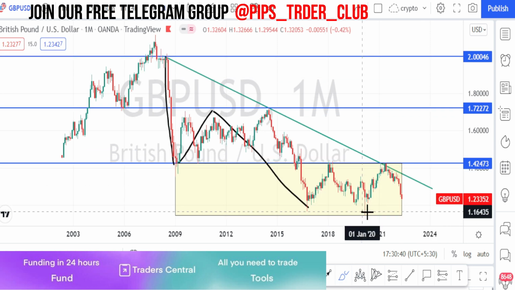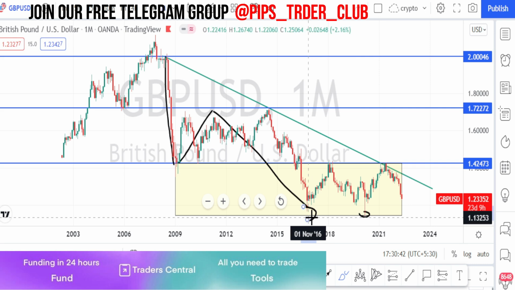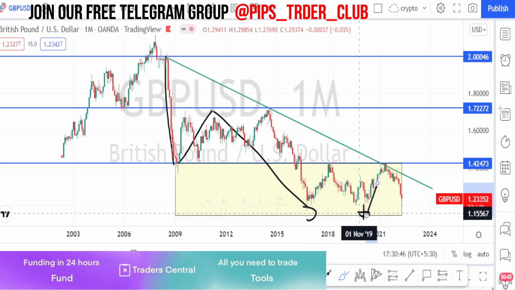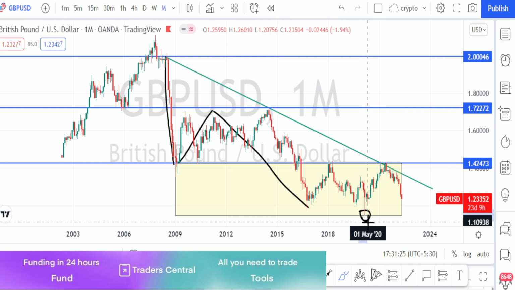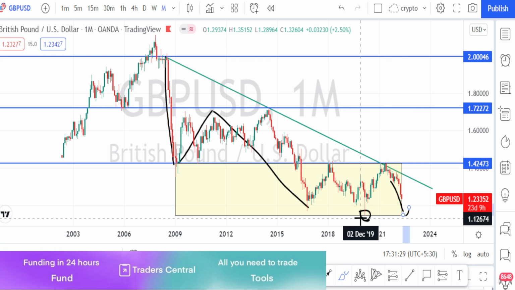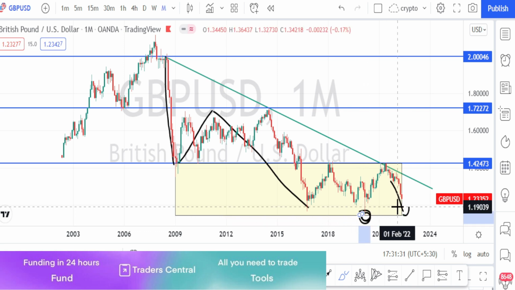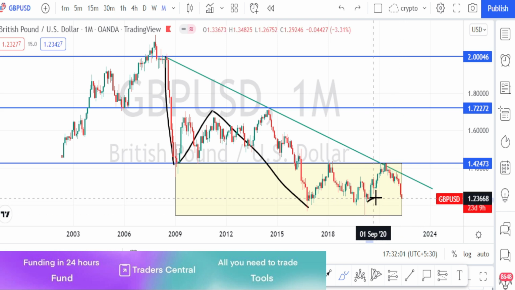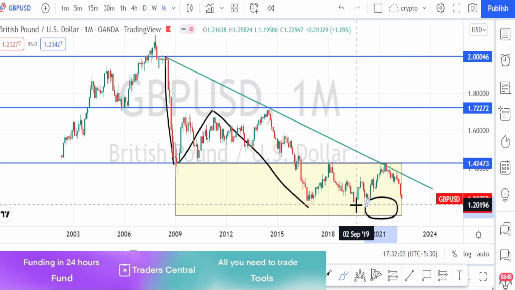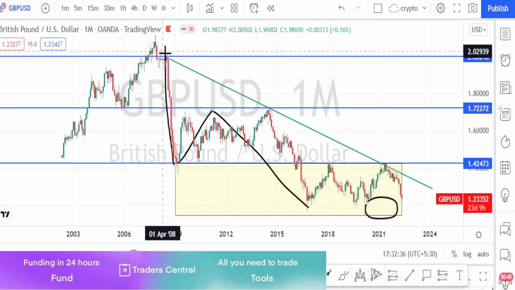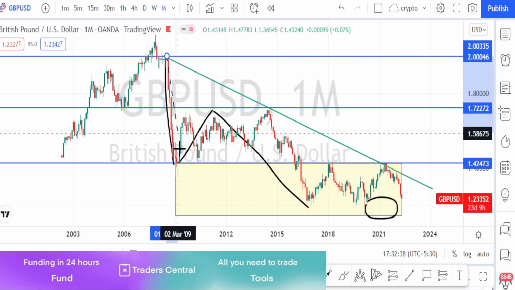But currently this support level is holding because we have seen prices bouncing back from this support level. Still the support level is holding and current price action is in a bearish trend reversal. So it has to break this support level in order to complete the 100% retracement. And when we check the Fibonacci retracement level using the Fibonacci extension tool, from here it started its bearish trend reversal.